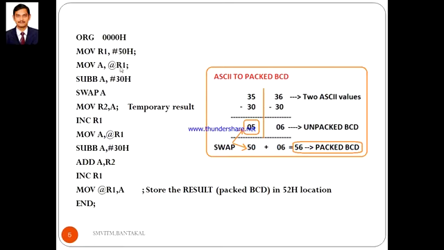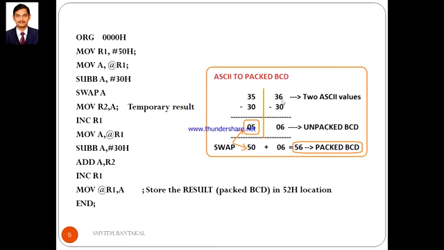The content of the 50H location, which is the 35 data, is moved to the accumulator. Then subtracting 30 from the accumulator, that means 35 is subtracted with this data, we are getting 5. 05 is the data. Now this data needs to be swapped, so that's why I am using a swap instruction. SWAP A swaps the nibbles here, which gives the 50 data. This has to be stored as a temporary result in some other register. I am using the R2 register to store this value.